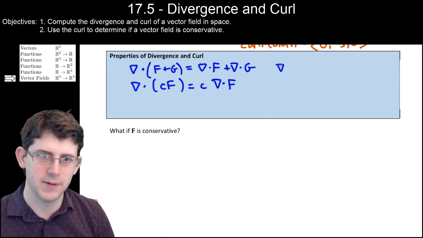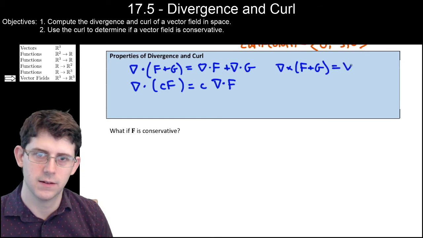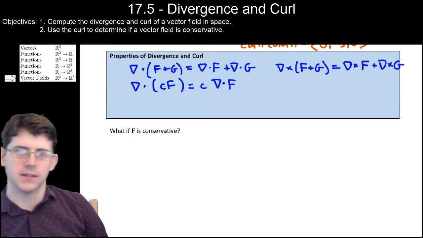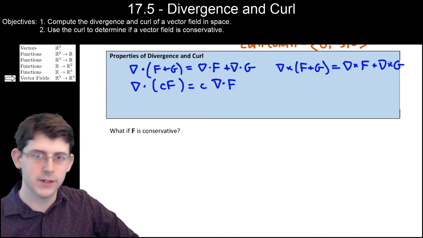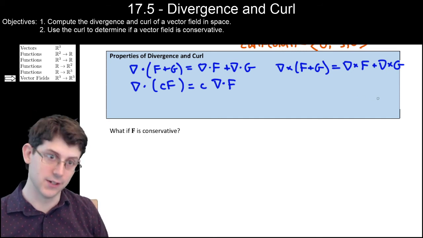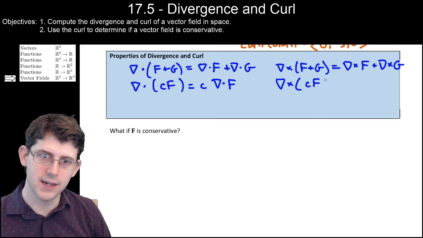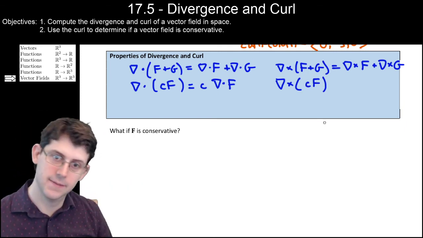Same properties work for cross products. So if you take the curl of two vector fields added together, you could split them up into two pieces, do the curls of those separately, and then add the curls together. And similarly, if you scale up a vector, like if you just double all the wind, then you get double the spinning.